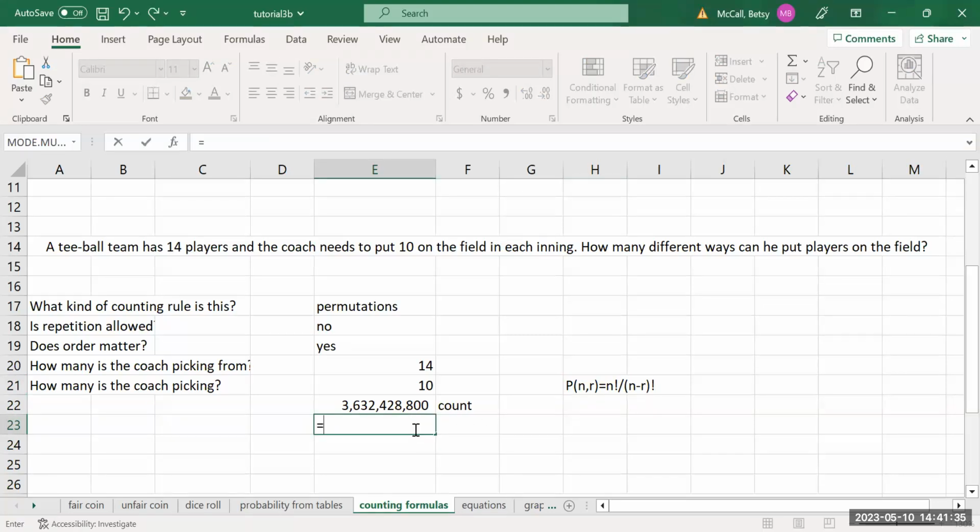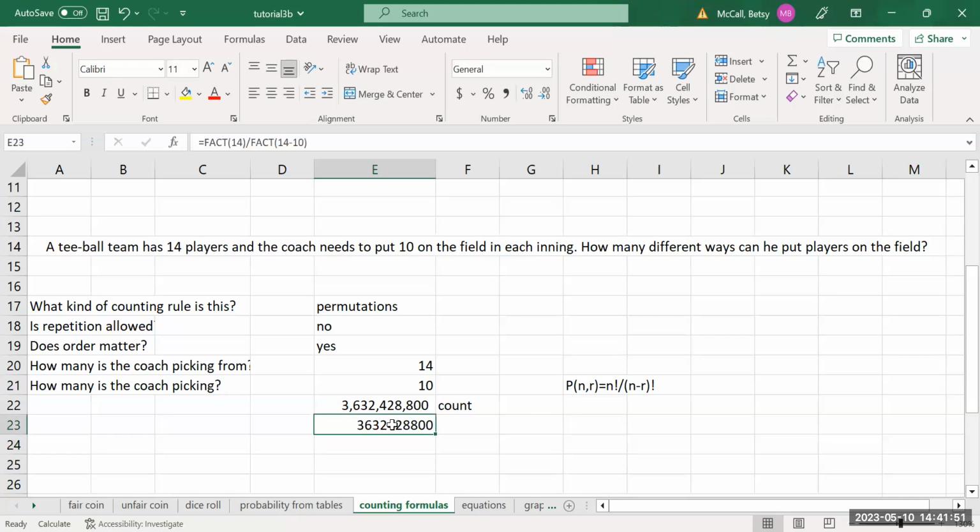So we can use fact of 14 divided by fact. And we can even just spell it out, 14 minus 10, which is 4. And we'll get exactly the same number that we got before. So we could use this formula, but it is built into Excel. And so we don't really have to use the factorial formula.